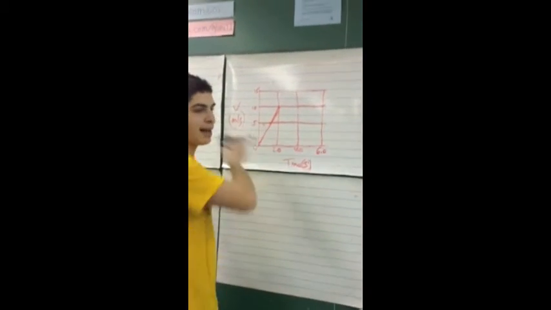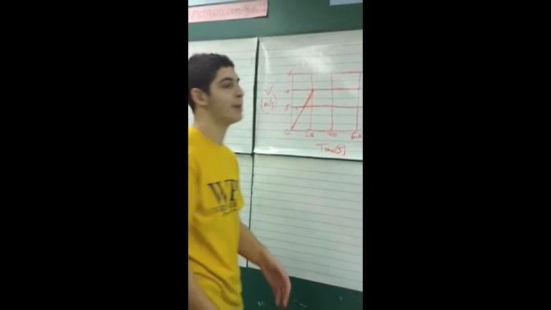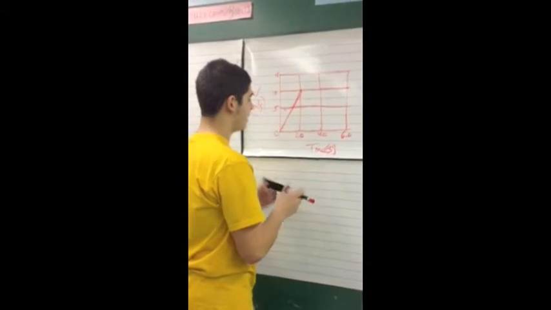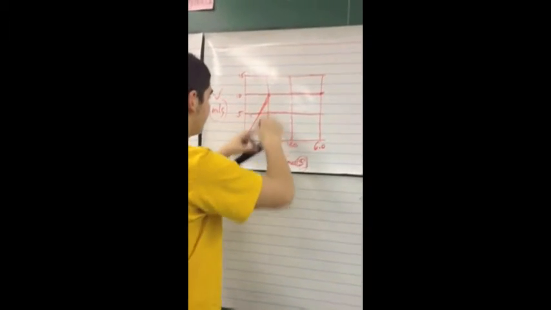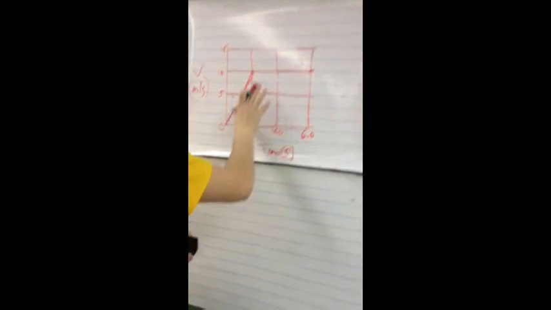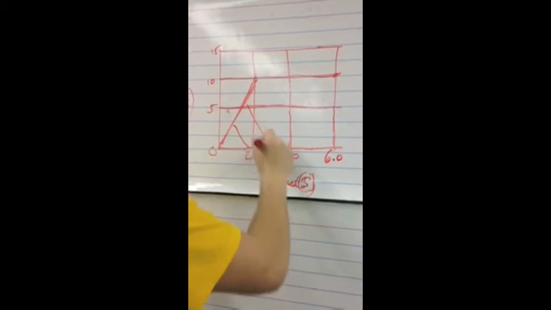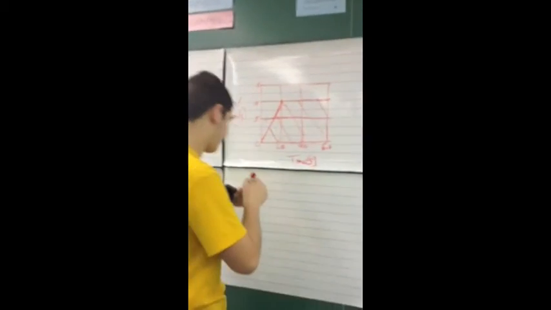A lot of people got tripped up because it said 8 seconds. I saw it right away and knew not to look at it. Displacement is the area underneath the graph, so this area right here is the displacement of the object.